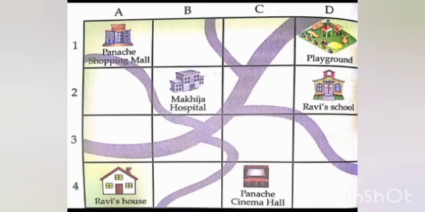Now, find out in which grid Panache shopping mall and Ravi's school are located. For example, Ravi's school is located at D2, in column D. And Panache shopping mall is at A1, column A, row 1.